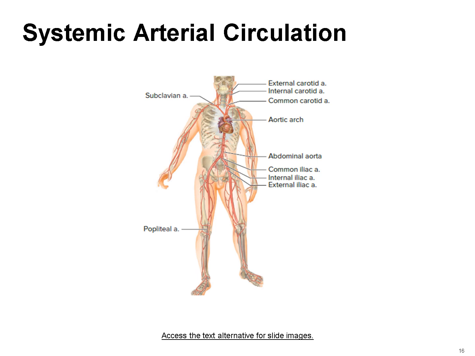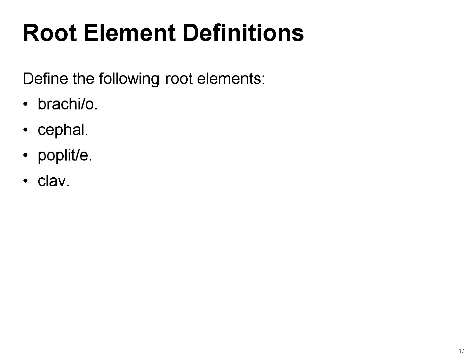The aorta and its branches, along with the supporting circulatory structures, form a highly organized network that sustains life by ensuring efficient blood distribution. To effectively build medical terminology, students must understand and define individual root elements. Let's go over some examples.